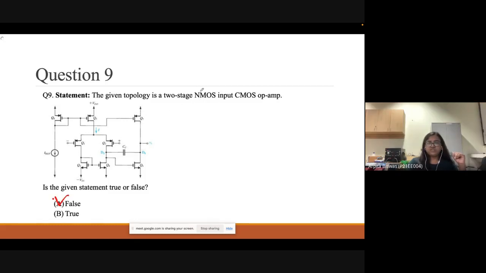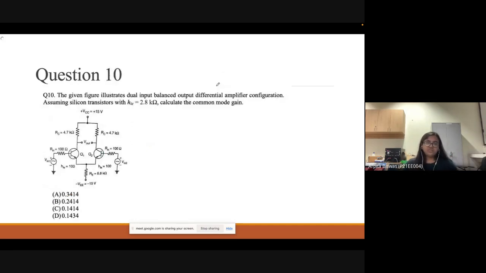And the explanation: it is only PMOS. Okay. So the topology is a two-stage PMOS input CMOS op-amp. Good. This is question number 10.